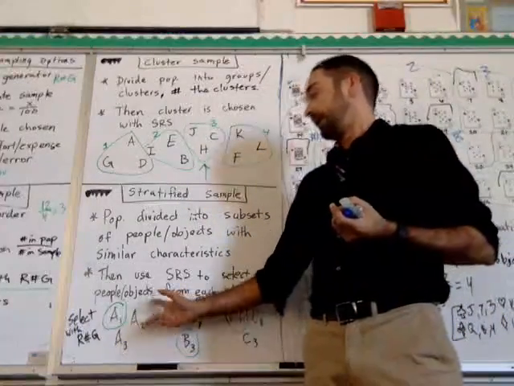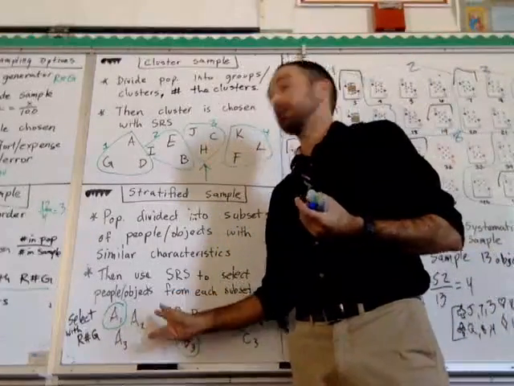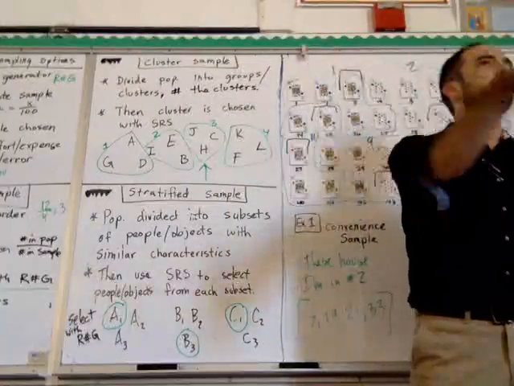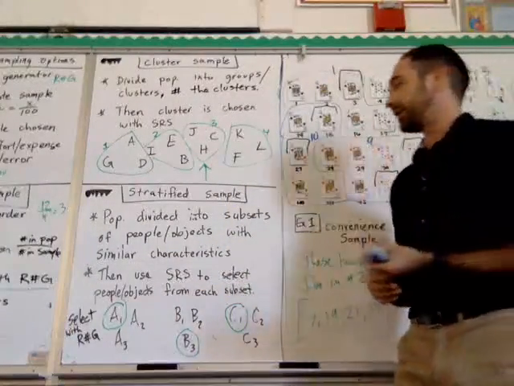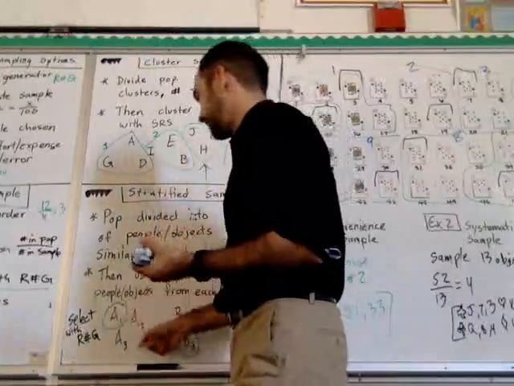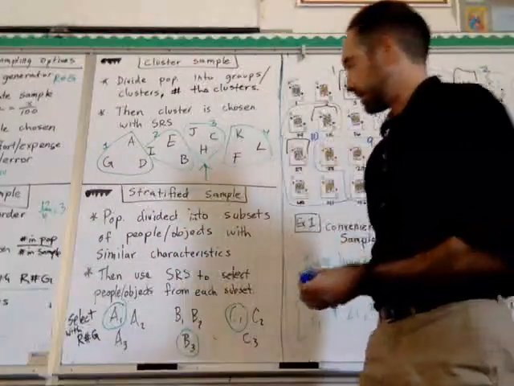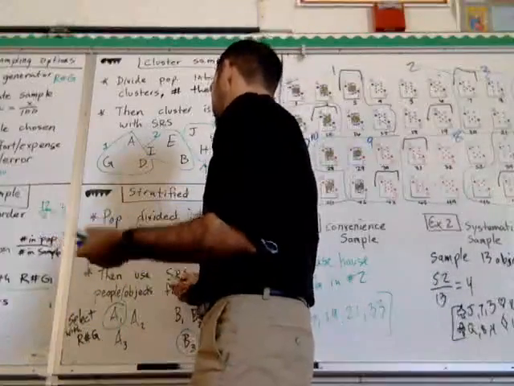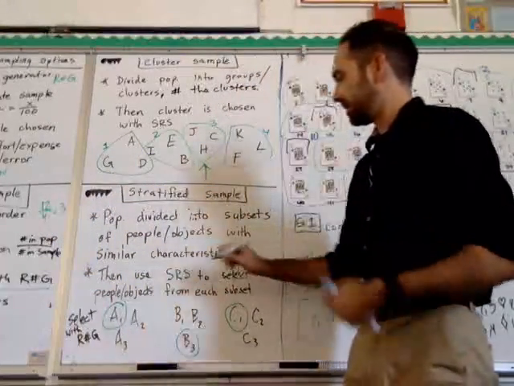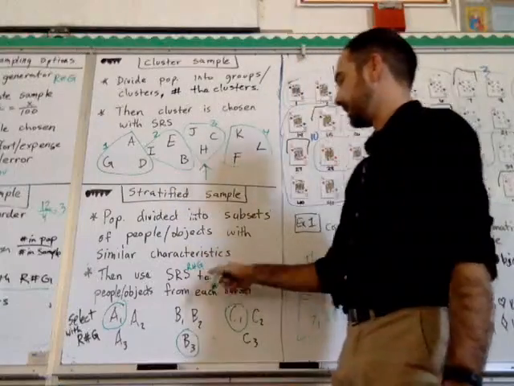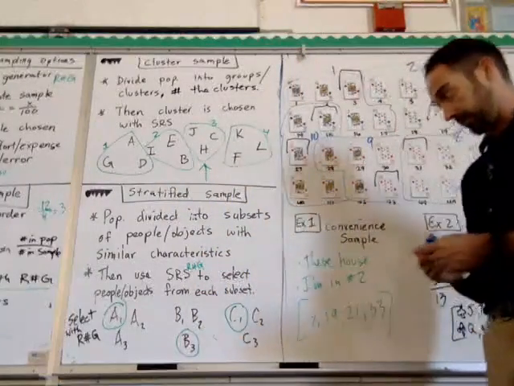Okay. Here, let's say this is all the students with A's, all the students with B's, all the students with C's, okay, because I want to know a little bit about their experience getting that grade. So I would break them up into similar characteristics, then use the simple random sample, which is just the random number generator, to select the people or objects from each subset.